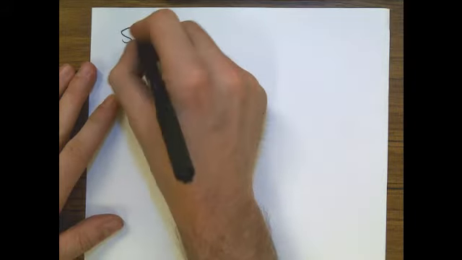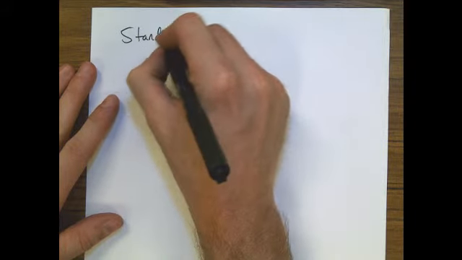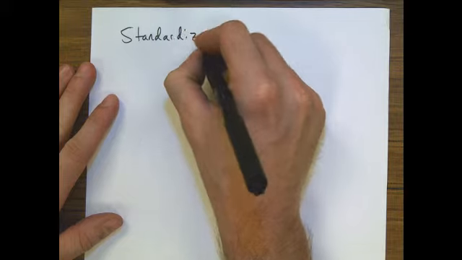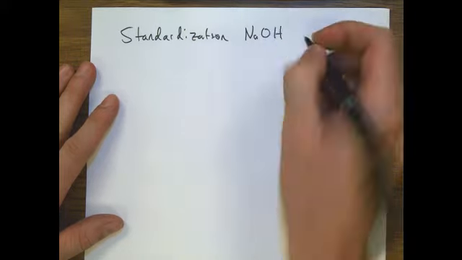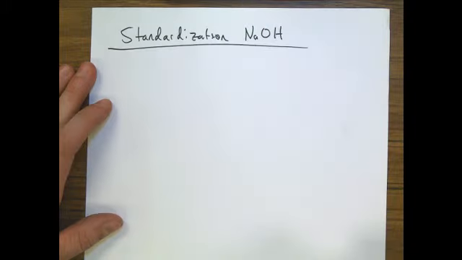Hello, this is a podcast on your lab that you're going to be doing in AP Chemistry. Let's first review the lab that we just completed, and that lab was the standardization of sodium hydroxide. The standardization of sodium hydroxide was a lab where you were trying to figure out what the concentration was of sodium hydroxide that you were titrating.